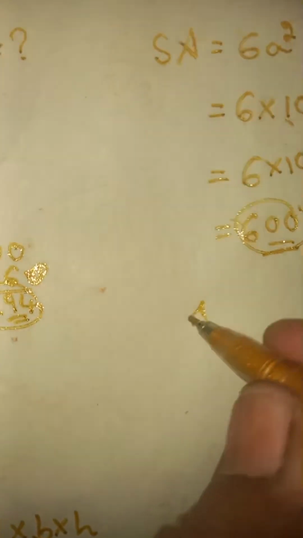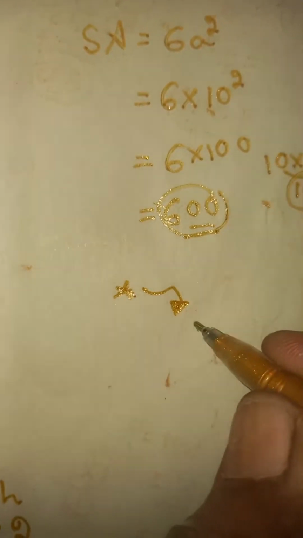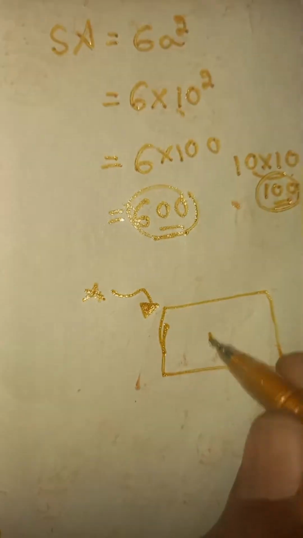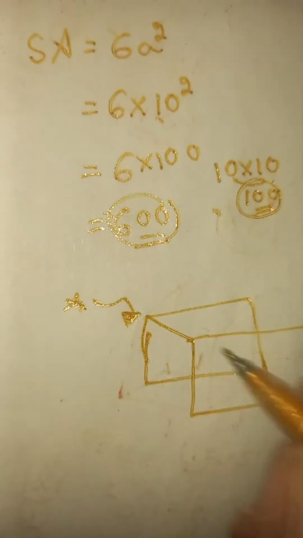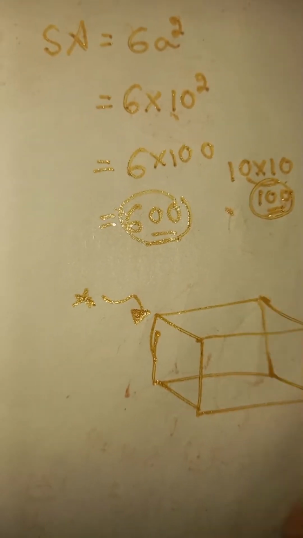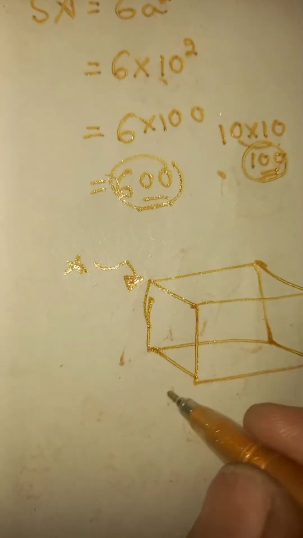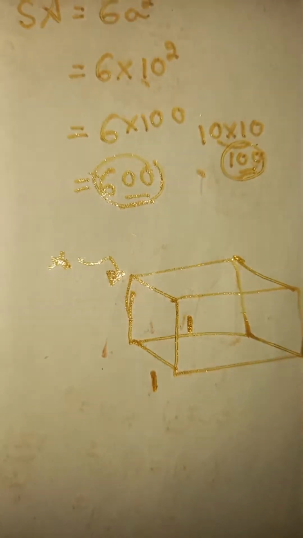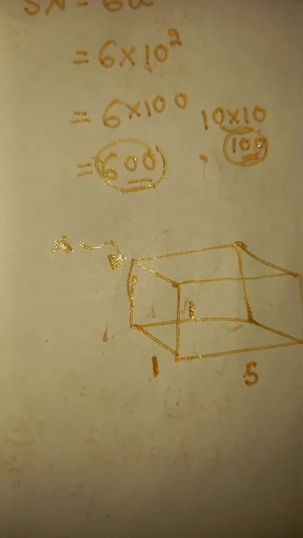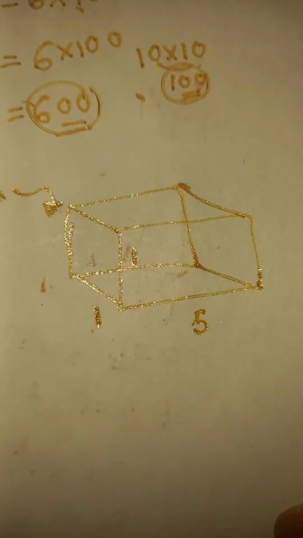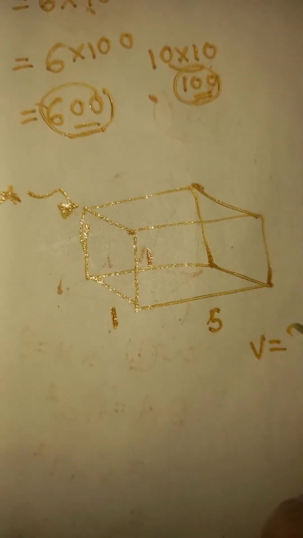Let's take one more cuboid. And in this cuboid, they have given like this. Here in this cuboid, you need to find out. Here they have given length as 1 unit, height as 1 unit, and breadth as 5 units. Here also you need to find out what's the volume of the cuboid.